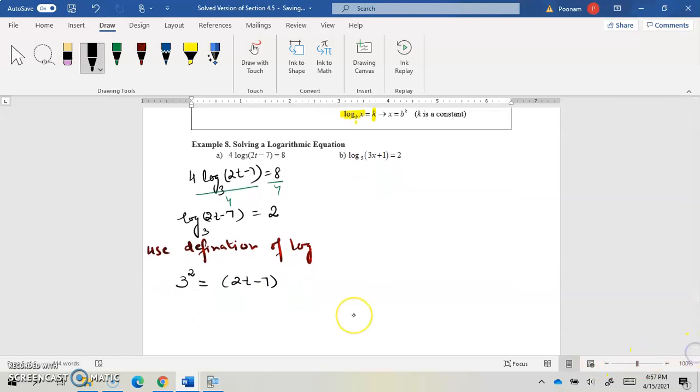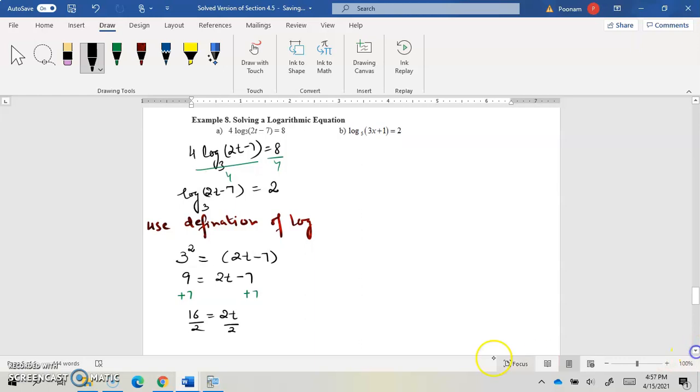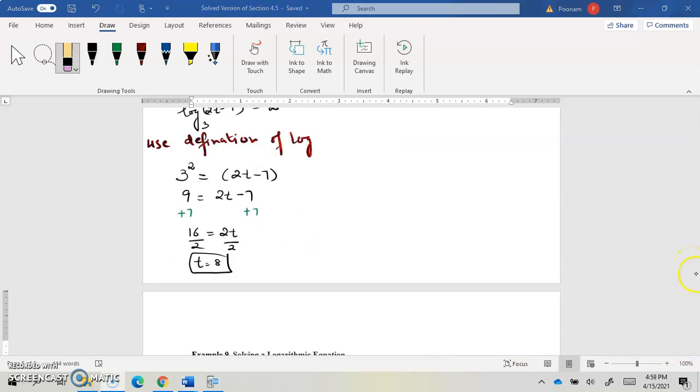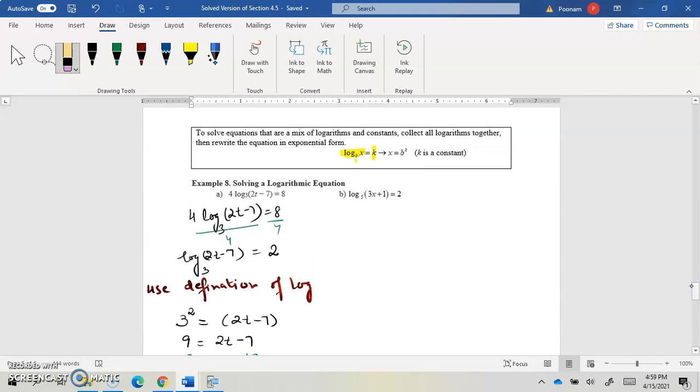So we have 3 raised to power 2 is 9 is equal to 2t minus 7. We can solve it by isolating t. Add 7 on both sides. 9 plus 7 is 16 is equal to 2t. Divide by 2 on both sides. So we have t is equal to 8. And as mentioned earlier, you should always check your answers by plugging t back in the original equation. So I'm going to leave that to you guys. Let's start with part B.